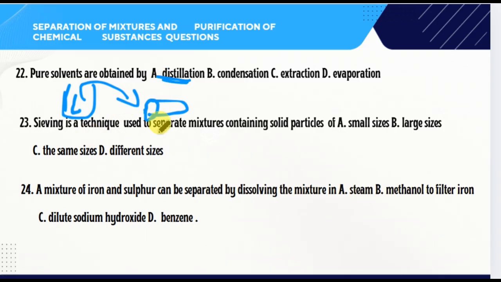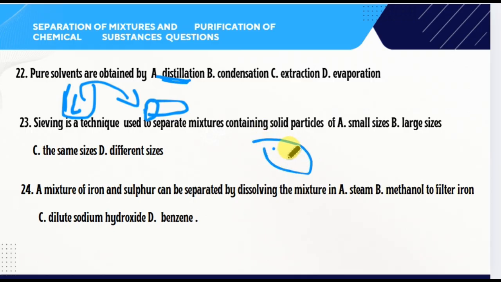So sieving is a method used to separate mixture containing solid particles of different size. You see, sieving is something you do every day at home. We get a sieve, then we pour something of different sizes there. Those ones that are smaller than the size of the sieve, they are going to go under the sieve.